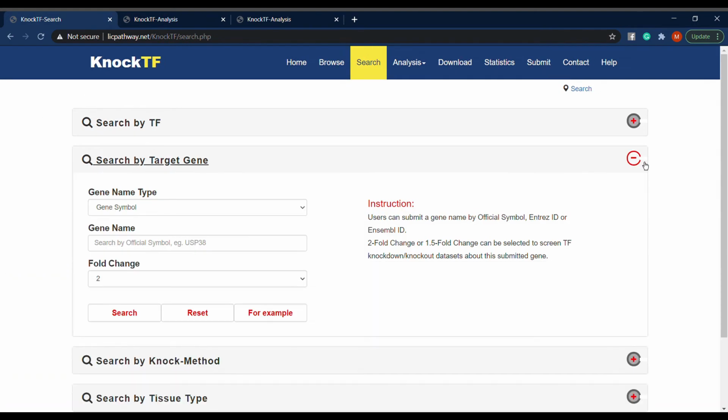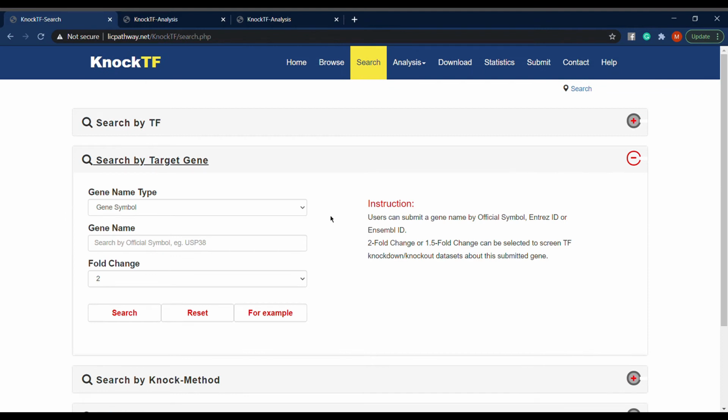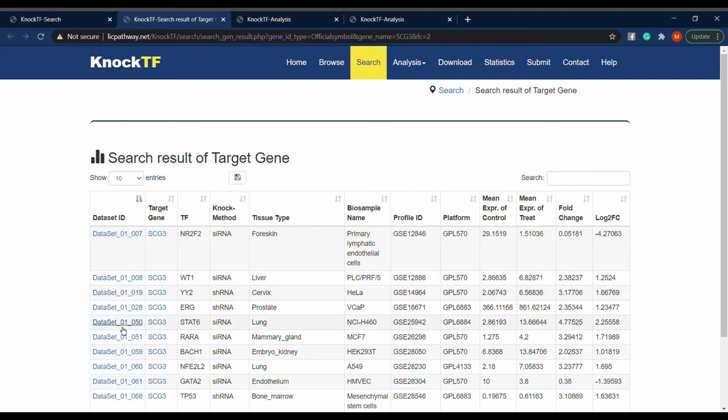Let's look at SCG3. We can search for it by its gene symbol, Entrez ID, or its Ensembl ID. I'll use gene symbol. We can also adjust the fold change level of our search. Here we get a list of TF datasets where SCG3 is differentially expressed. Or we can click here to get an overview of SCG3.